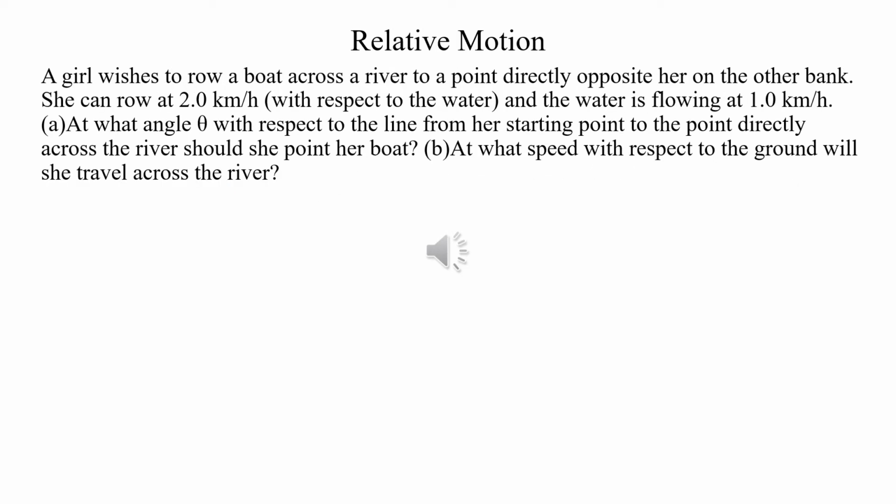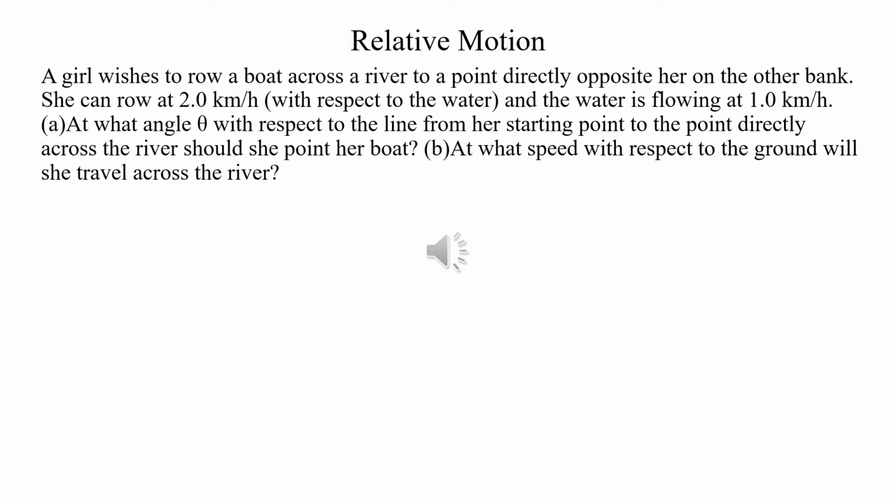Alright, what if we want to row a boat across a river that has a current? So we're going to look at that now. So this is very similar to a plane flying with the wind. A girl wishes to row a boat across a river to a point directly opposite her on the other bank. She can row at 2 kilometers per hour with respect to the water. So that's how fast she can row. And her speed that she can row is relative to the water around her.